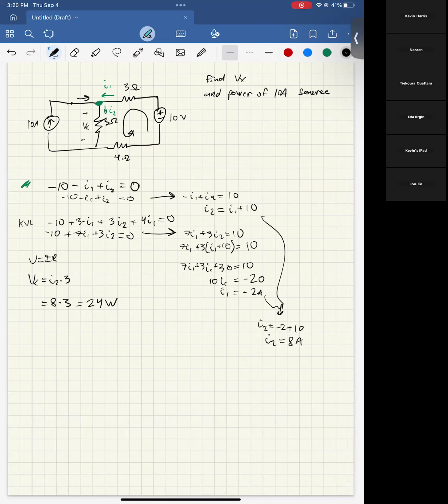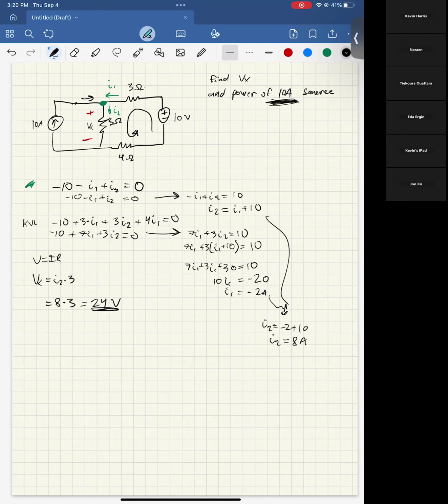Cool. And then last but not least, find the power of the 10 amp source. So for power, now that we have Vx, we know that there are, I also completely used the wrong unit there. Sorry, got ahead of myself. 24 volts. Double check your units. It will be counted on the quiz. So this is our first answer here. I was thinking about power because that's the next section.